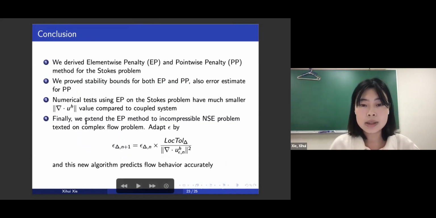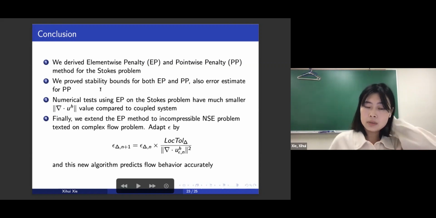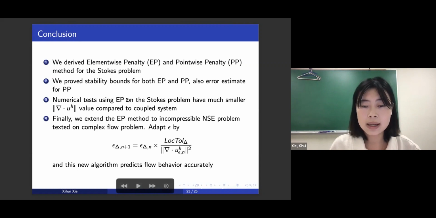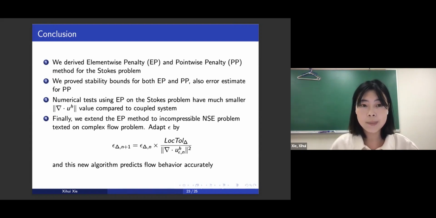Here is a small conclusion. In the paper, we derived the element-wise penalty and also the point-wise penalty for the Stokes problem, and proved the stability bounds for both, and also error analysis for point-wise penalty. The numerical tests show that element-wise penalty on the Stokes problem has a smaller dvu value compared to the coupled system. And then finally, we extend the element-wise penalty to the Navier-Stokes equation, and we adjust epsilon using the previous dvu value. This algorithm can also predict the flow accurately.